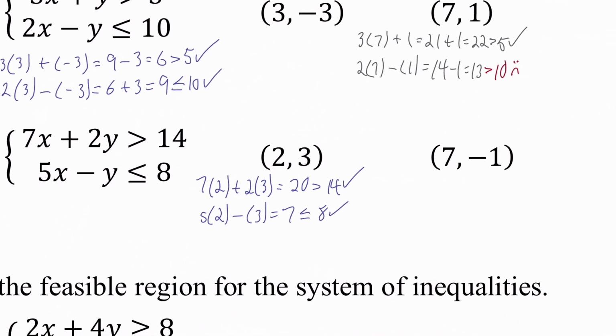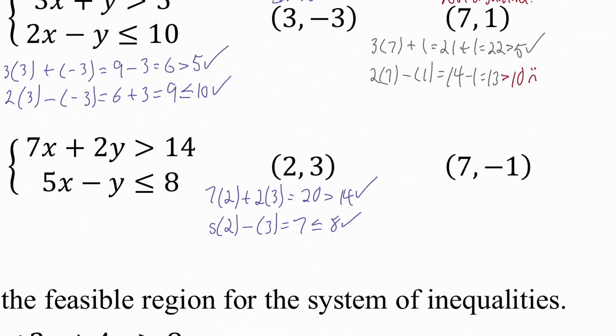And the next one, I'm kind of expecting it not to match with either. That's just my expectation. So 7 times 7 plus 2 times negative 1. So 47, right? Which is greater than 14. Oh, okay, so that matches that one. Oh, I didn't write is a solution. Hold on.